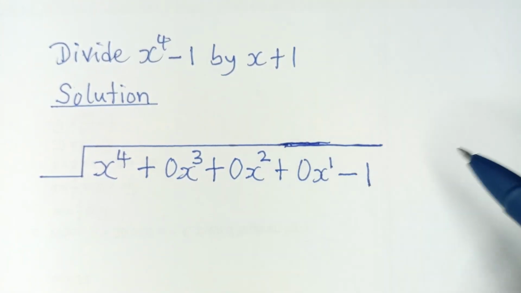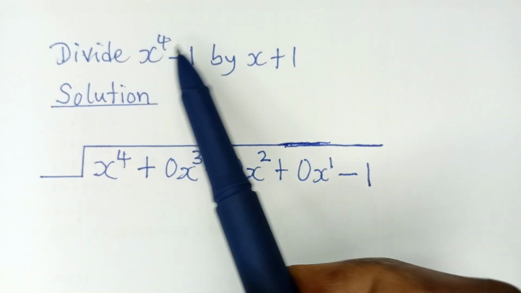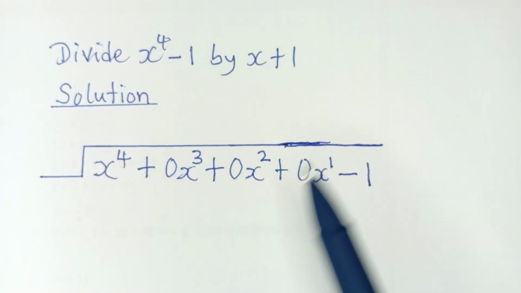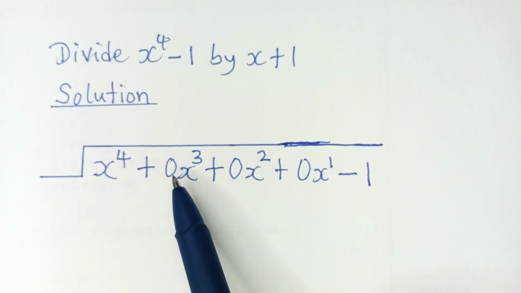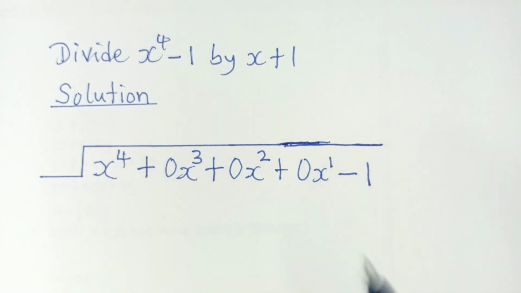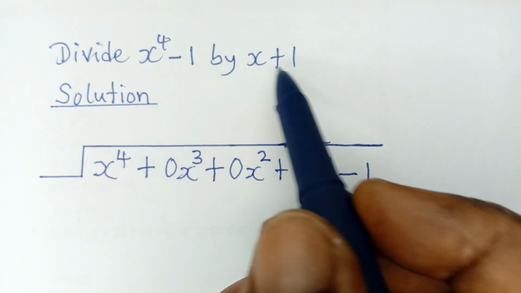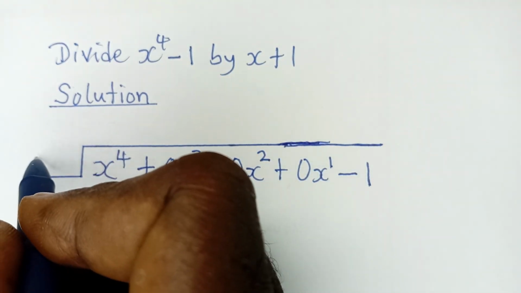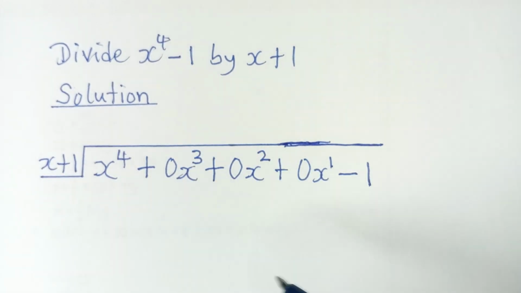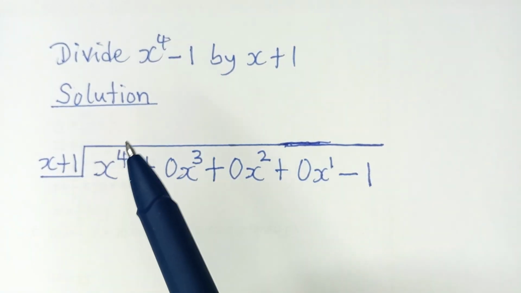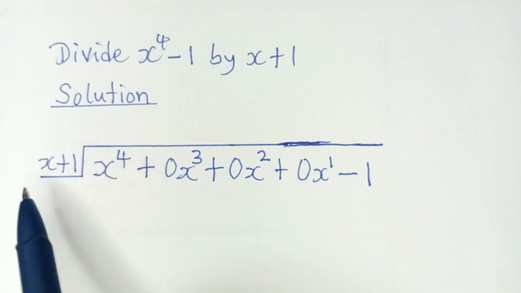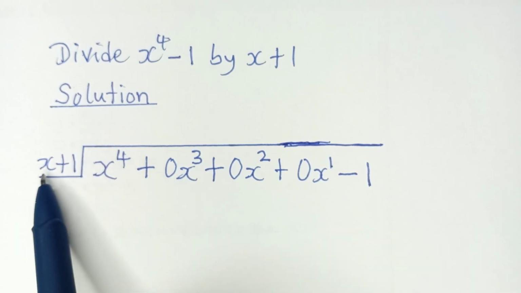Very, very important. Anytime you have a problem like this, where you have any missing power of the variable x, it is important that you add it in the form of 0x raised to that power that is missing. So now we can start the division by writing x plus 1 on this side. So in order to carry out the division, the first thing to do here is to divide this x raised to power 4 by only x that we have here.